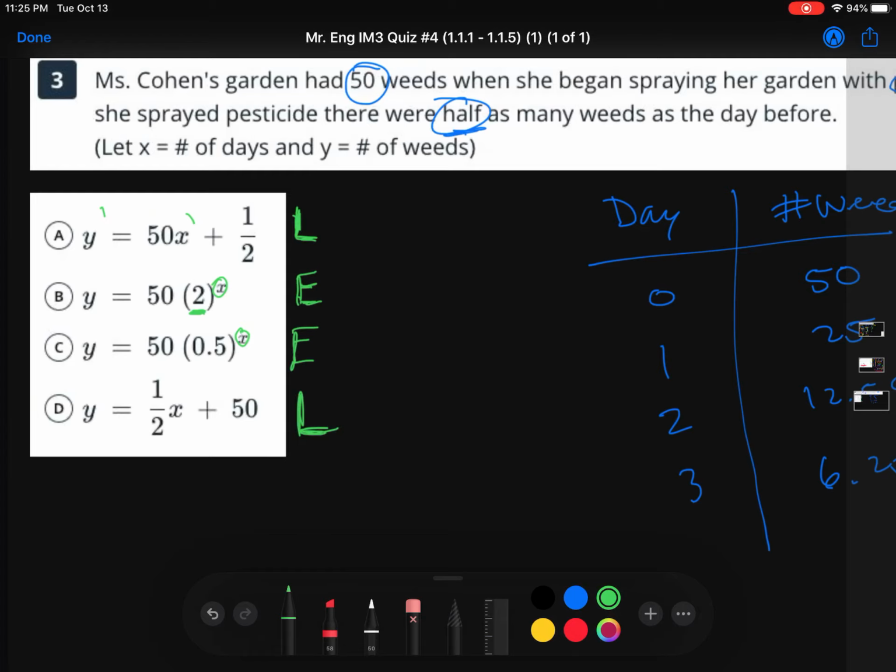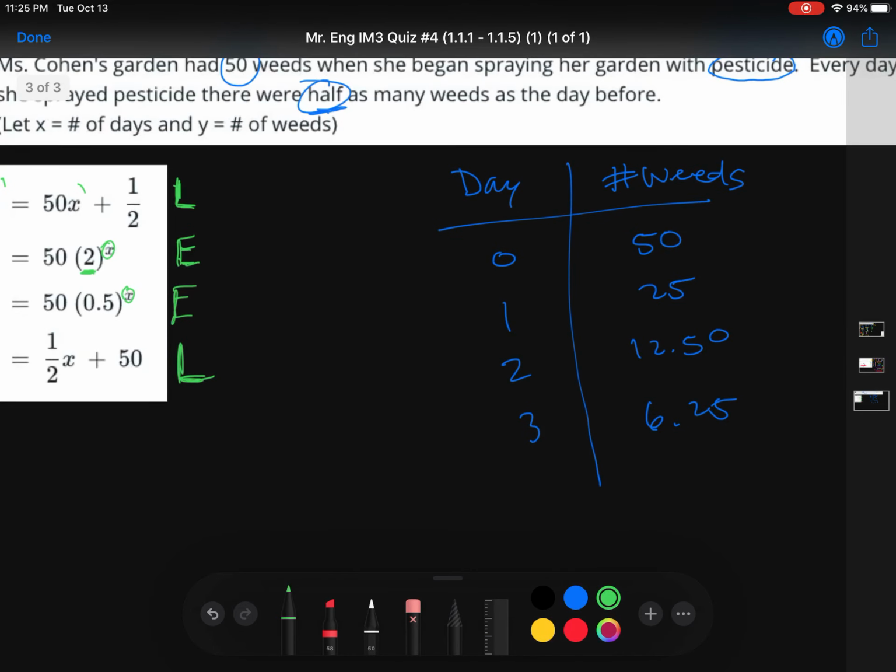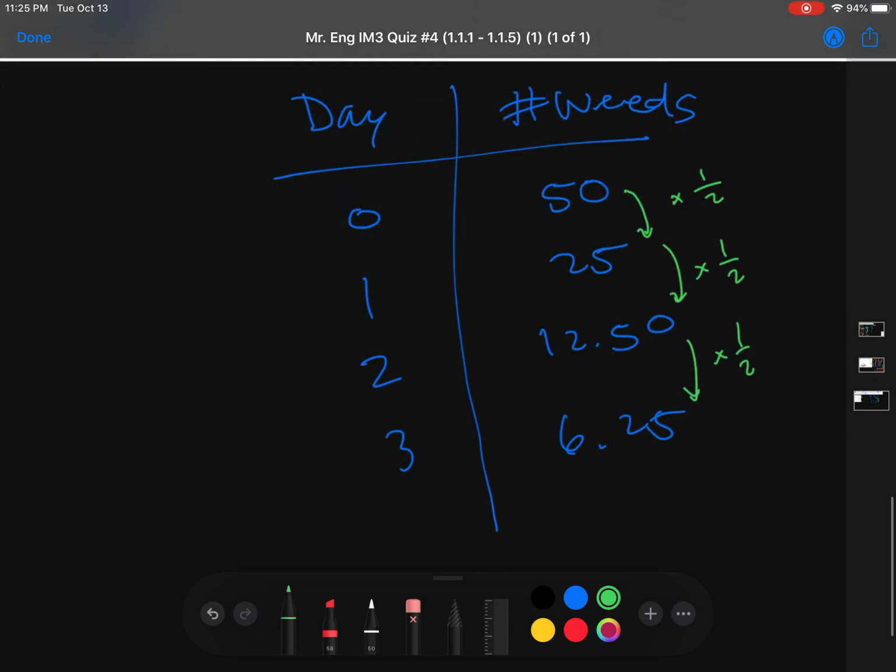Okay, so let's see if we can figure out from our table of values here. So am I adding? Well, obviously you are not subtracting 25. Do you see this? Because 25 minus 25 would equal 0, so that is wrong. Okay, can I multiply by 2? Well, if I multiply by 2, I'll get 100. But you can do something like this. You can multiply by 1/2. Multiply by 1/2. Why is that the case?